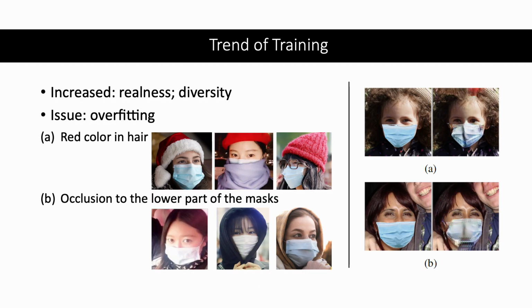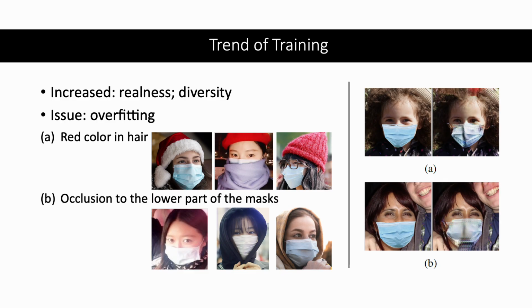On the right part of this slide, pair A shows a girl who has a red color block in her hair, and pair B shows that the woman's mask has noisy patterns, especially on the bottom part. Neither of them is a single case. They appeared a lot in the model output.